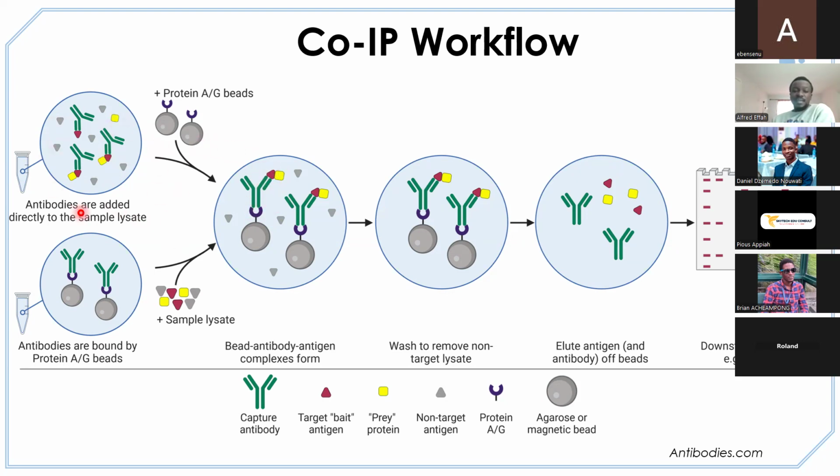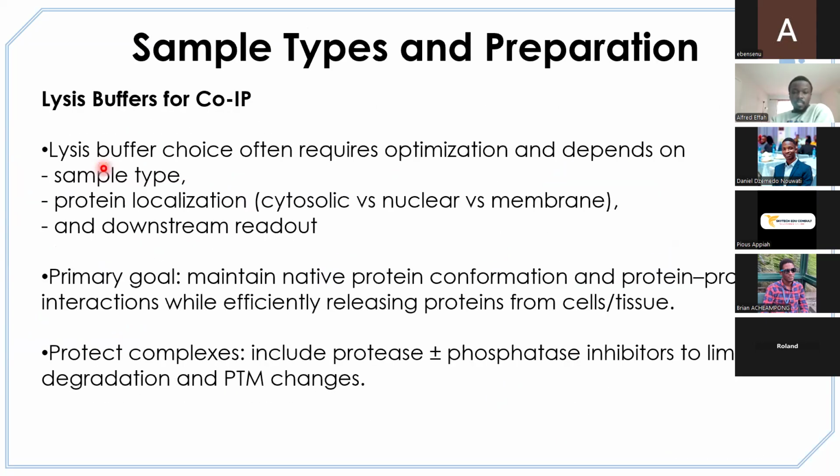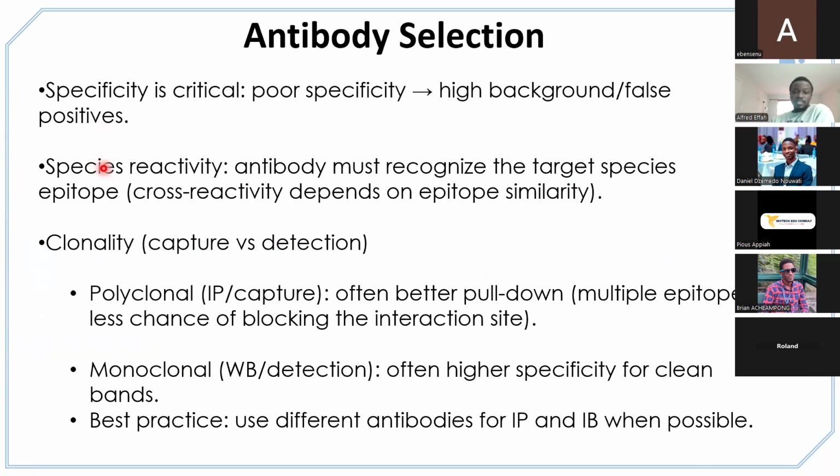So in the capture part over here, when we want the antibody to bind to protein A, we can use a polyclonal antibody which can recognize a different epitope. So assuming this epitope is involved in the interaction with protein X, our antibody can find a different epitope and bind without disrupting the interaction between protein A and protein X. So that's one thing with antibody selection.